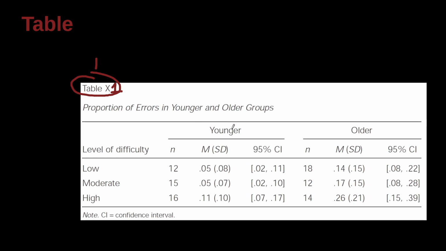And then we've got the stub, the deck going on here. And then we've got younger and older, but then they're divided up into more data here. So we have the n, lowercase n, which is the subgroup size, the M, which is the mean, the standard deviation inside of parentheses, and then we have confidence intervals. And then down here we have low, moderate, and high inside of the body. And then we have a note down here, CI equals confidence interval. Okay, so this is kind of your basic table design.